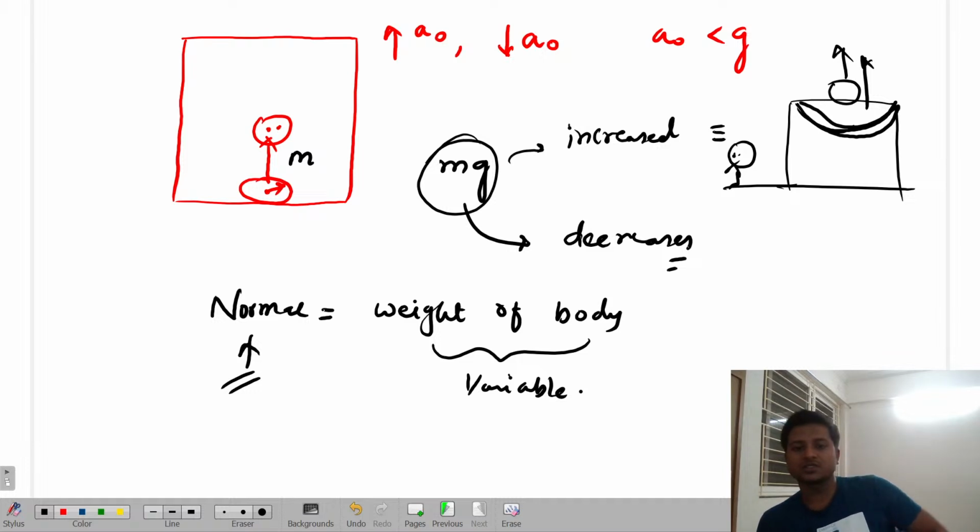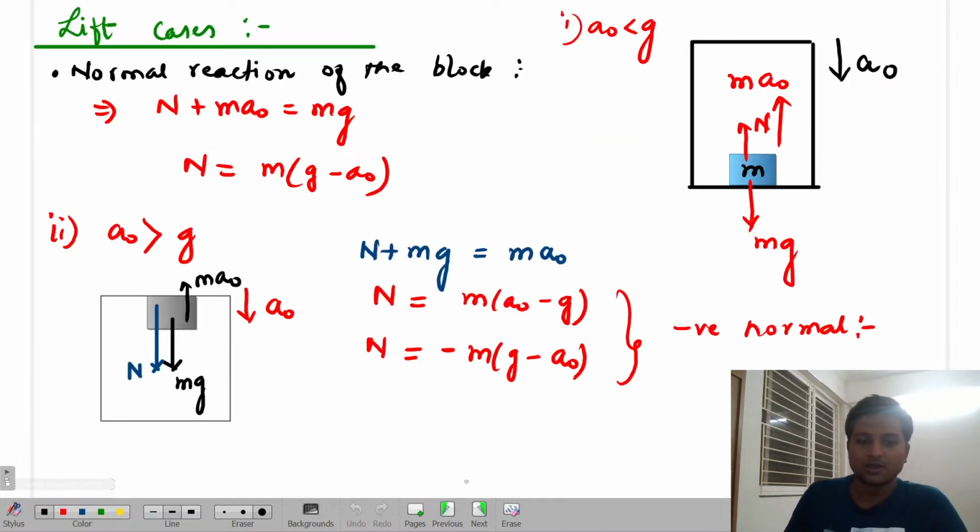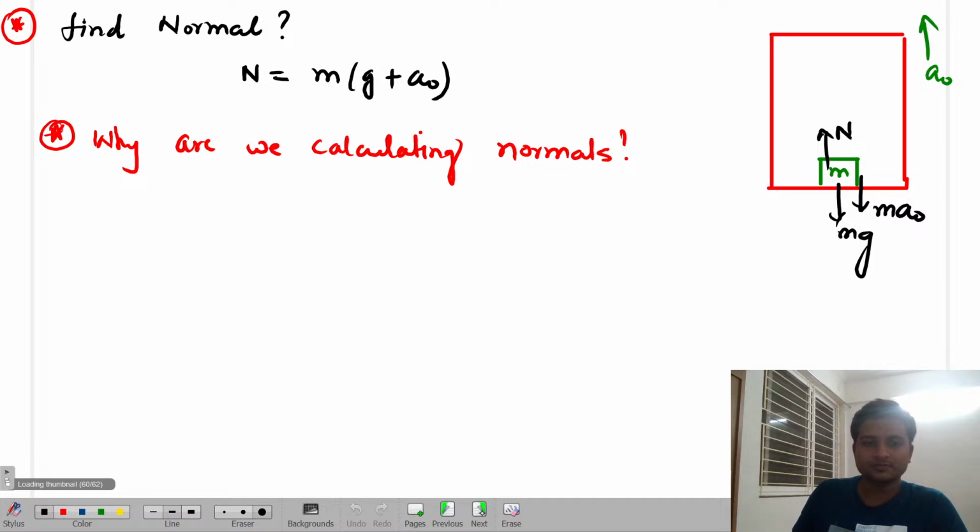Because the body is not rigid. So what is normal? Normal is nothing but a reaction force which we are measuring, which we also call weight. So weight is mg definitely, but weight is measured through the normal. Understood? Yes. So why are we calculating normals? To find weight.